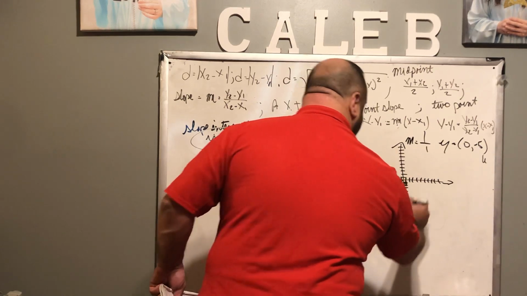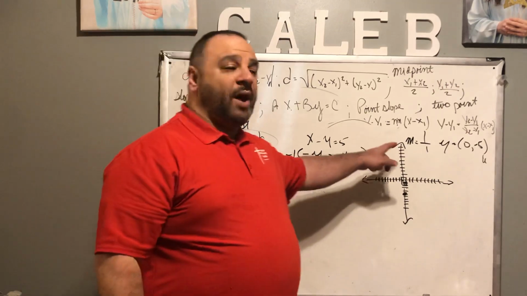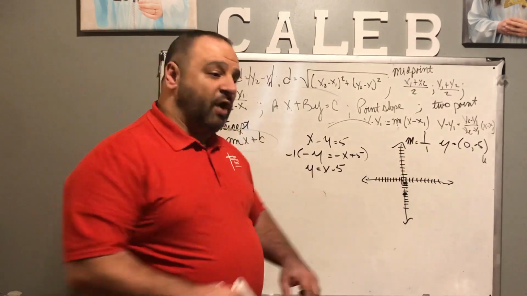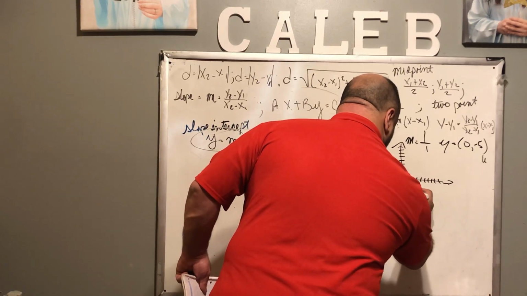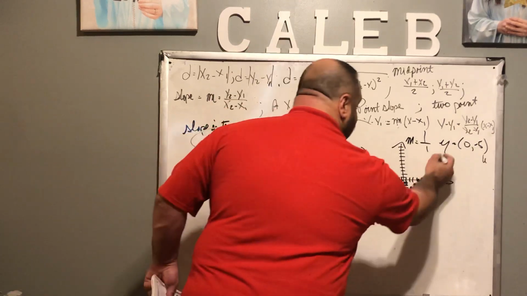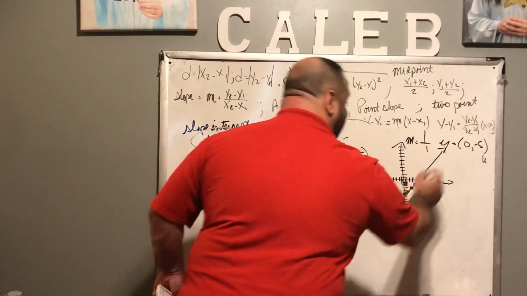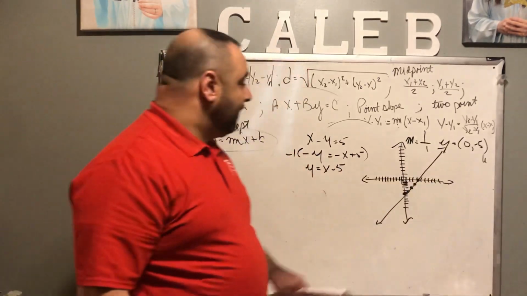So 0, negative 5. From there, we're going to read our slope. From there, we're going to go 1 up and 1 over to the right. So 1 up, 1 over, and so on. And there you have it. Get your ruler out, your straight edge. Graph that. We have a straight line.